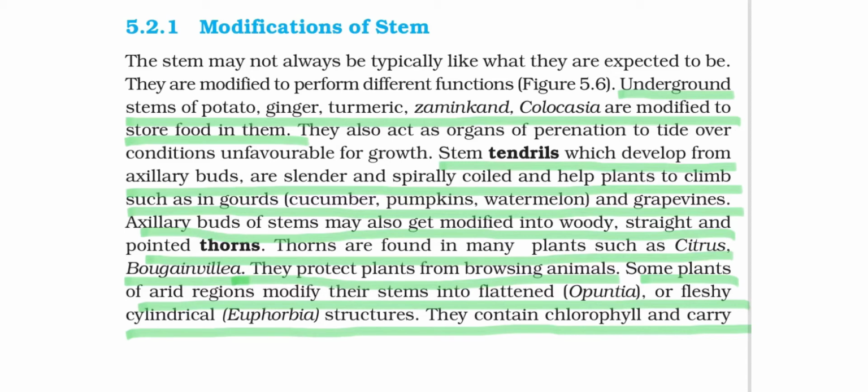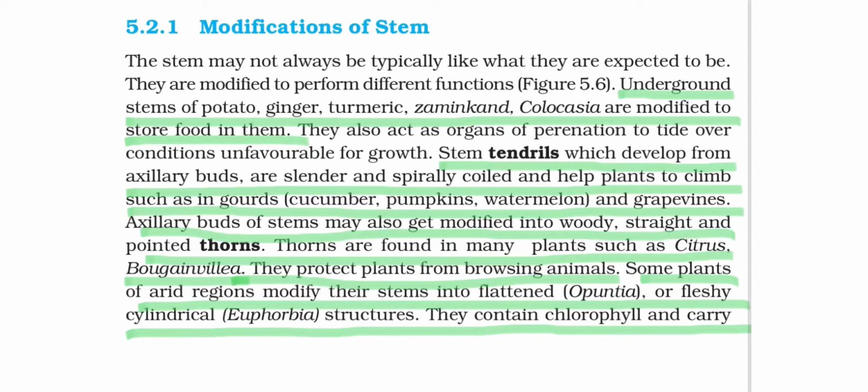Then they also act as organs of perennation to tide over conditions unfavorable for growth, which we call vegetative propagation. Generally in this season you will see that many potatoes bear eyes. You must have seen buds start coming out of them and they start to grow. So this is just to hide the unfavorable condition, they grow.